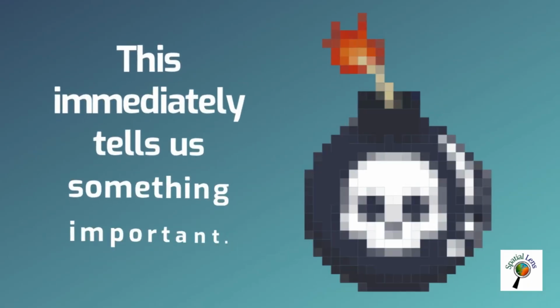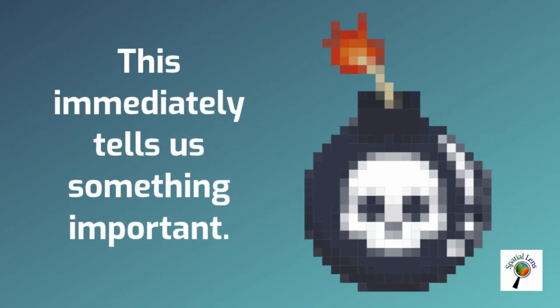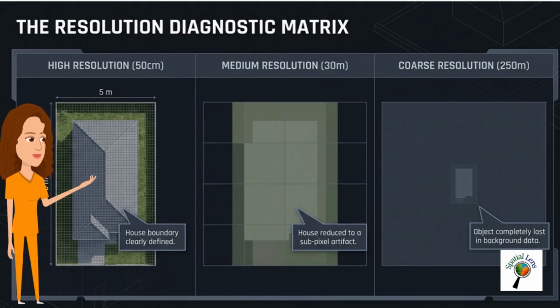This immediately tells us something important. The size of a pixel depends on the spatial resolution of the sensor. Smaller pixels capture finer details. Larger pixels capture less detail but cover much larger areas.